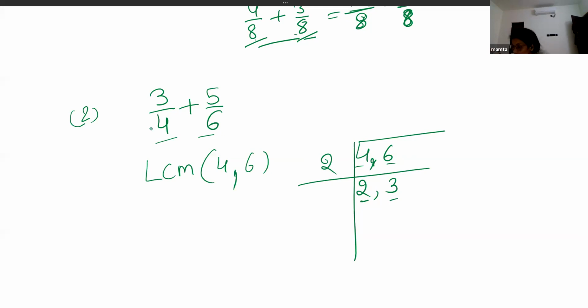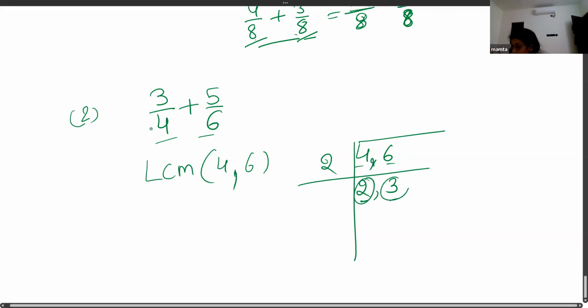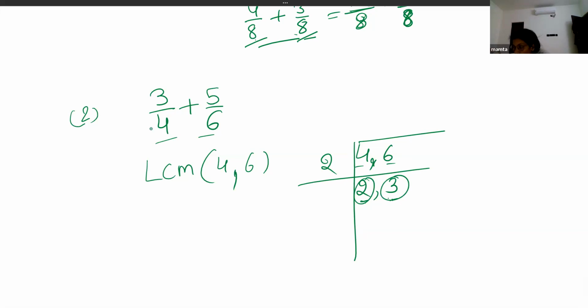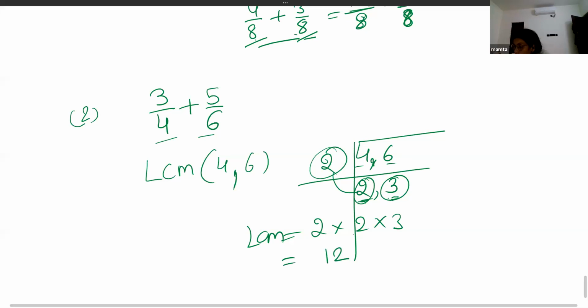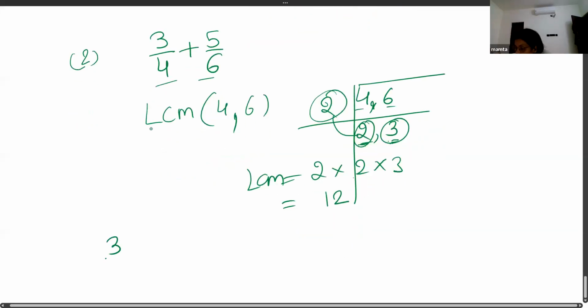Okay. So you have to divide until you get the prime number. So they both have prime numbers. Just stop over here. We don't have any common multiple. So multiply these together: 2 into 2 into 3. These two prime numbers with the divisor. So that is your LCM. 4 into 3 is 12. LCM is 12.